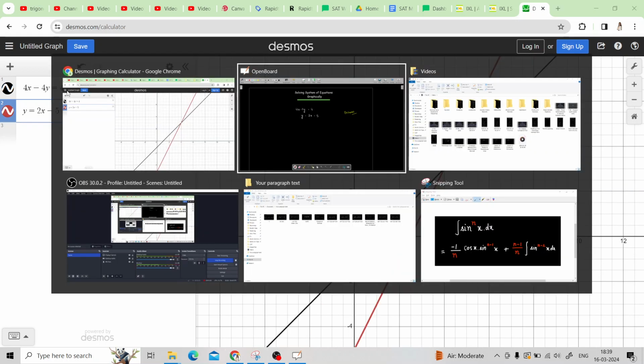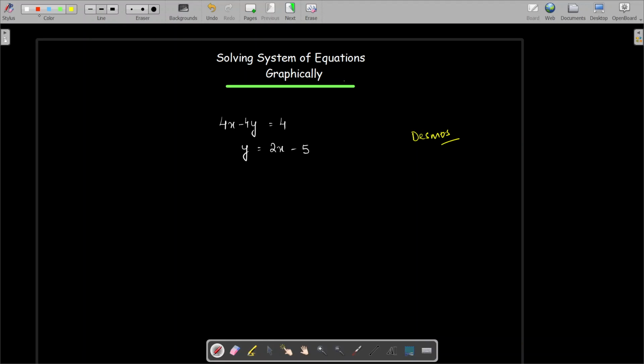Now the solution of this system is going to be that point which is actually part of both the lines, right? The point which lies on the first line as well as on the second line. So that's going to be the point of intersection. That's going to be the solution. As simple as that. You don't have to do anything else.